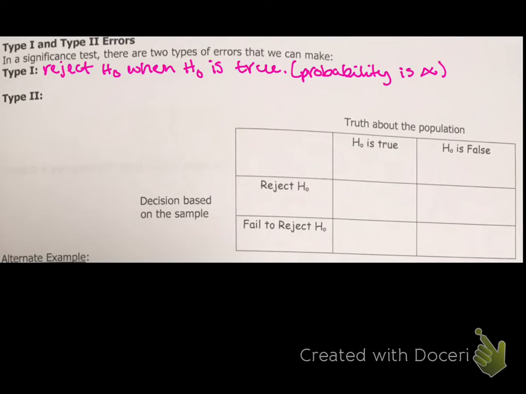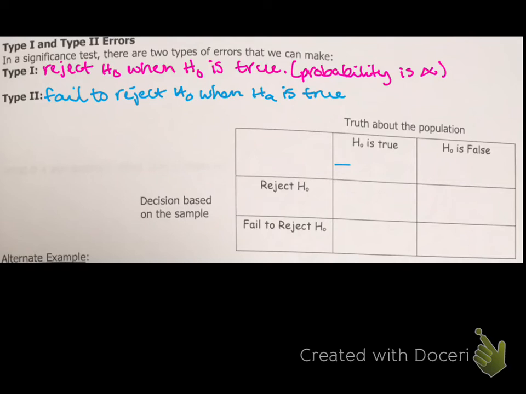All right? What's a type 2 error? Fail to reject H sub O when H sub A is true. So type 1, reject H sub O when H sub O is true. Type 2, fail to reject H sub O when H sub A is true. We failed to reject H sub O when we should have.